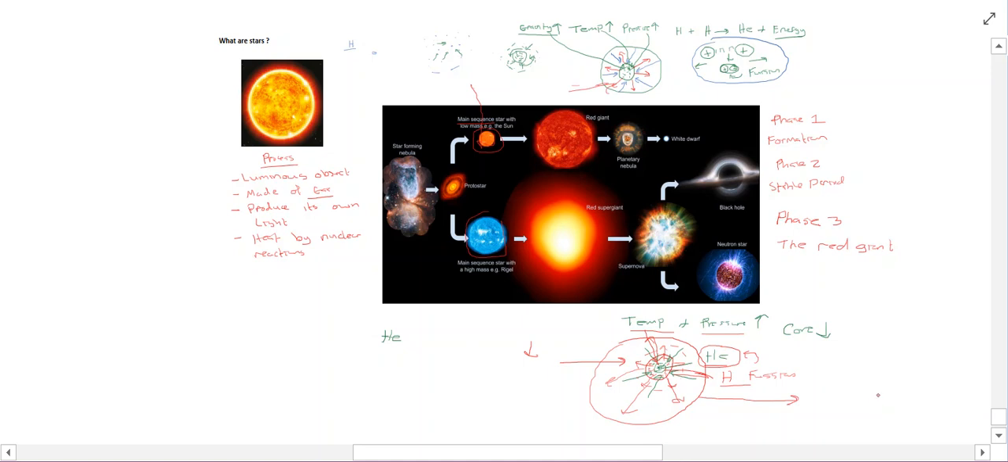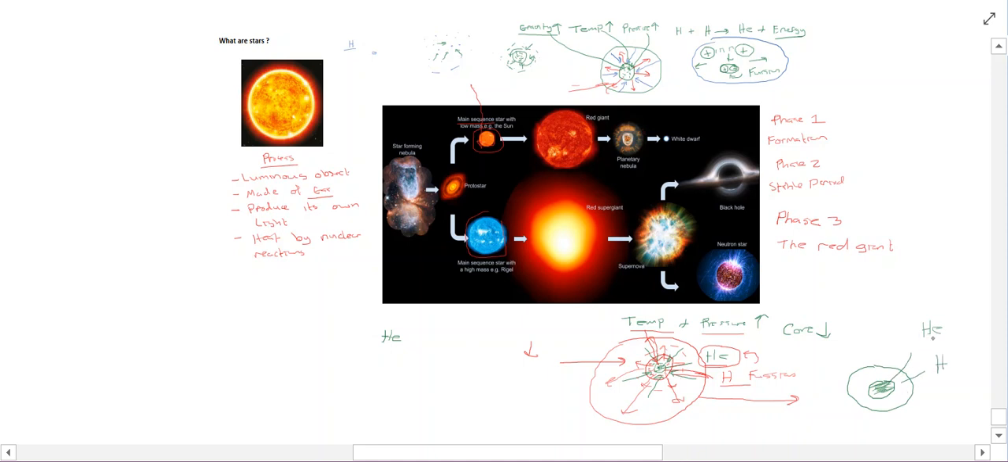So imagine you have a hydrogen core. So you get this hydrogen core being created. So imagine this is a hydrogen core, and then around that you have, sorry, a helium core I should say, and then around that you're going to have hydrogen. So imagine, in here is helium, here's hydrogen, and fusion is going on here all the time.